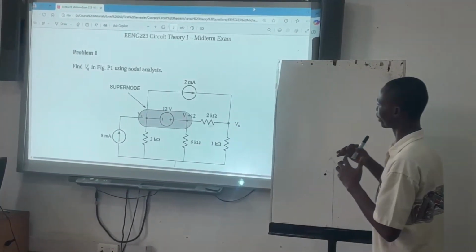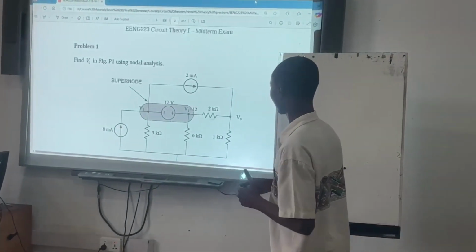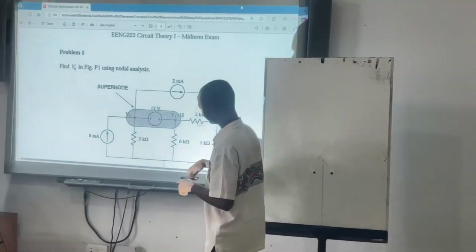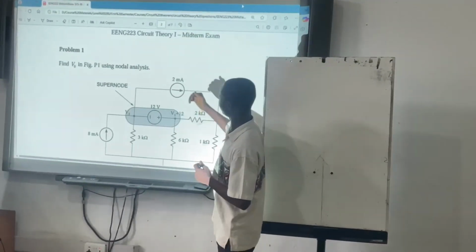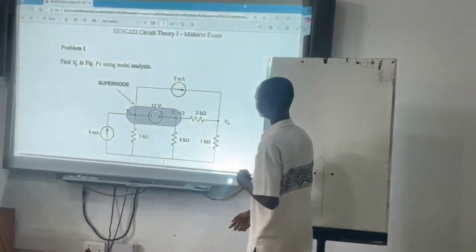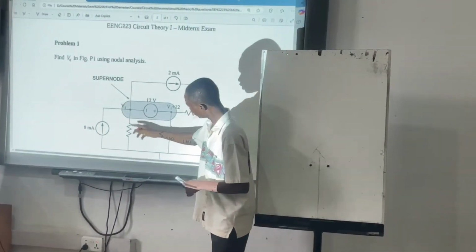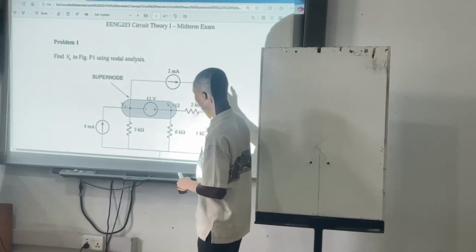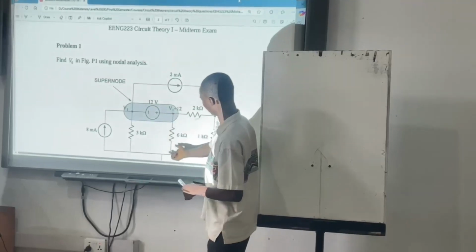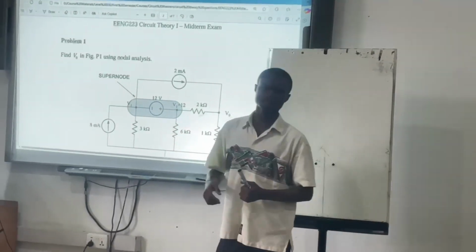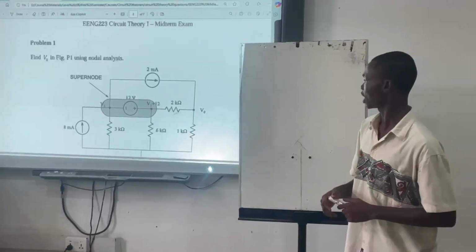Now let's identify all the currents leaving that node and all the currents entering that node. So we see the 8 milliamp current entering node V1, we see the 2 milliamp current leaving node V1, and there will be a current leaving here, a current leaving here, and a current leaving here. So that's what we have in here.